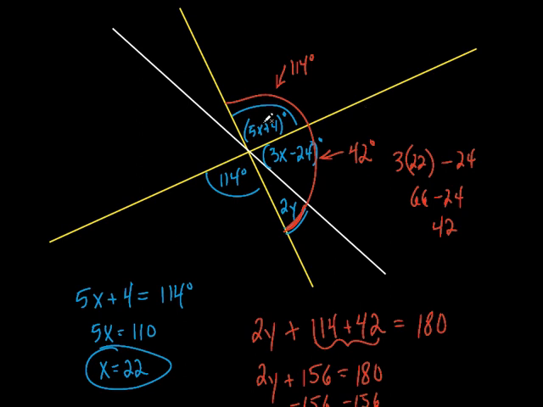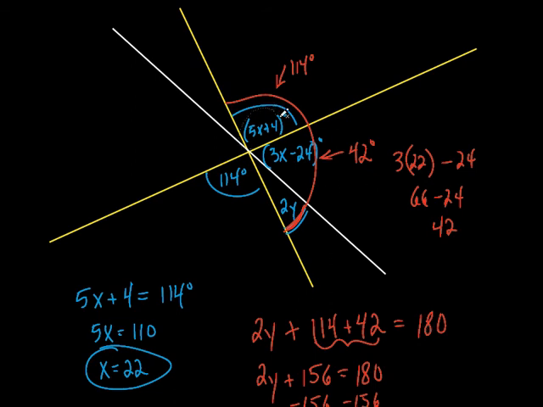And what did we do? We looked at the blue ones right here, these two blue ones. We set them equal to each other because they're vertical angles. Then we took these three angles right here, bang, bang, bang, these three right here. They form a straight line. Everybody see that? They form that yellow line right there. So we add them up, set them equal to 180.